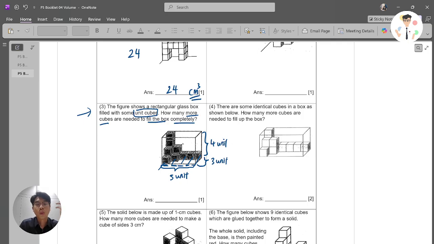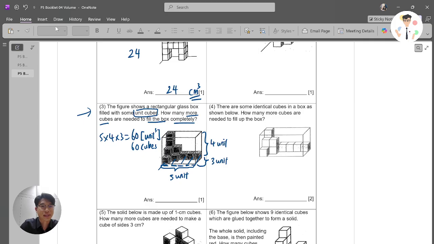Because what I want to do here is to find out 5 times 3 times 4. It is actually 60. So 5 times 4 times 3 is 60 unit cubes. Okay, this is in the unit cube. Or basically, you can understand that I have 60 unit cubes here. And what I need to do is count how many boxes I have here. Then I minus. Then I will find out how many more cubes I need to add in. That is how you solve this question.